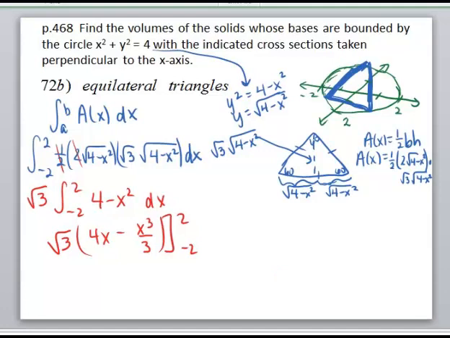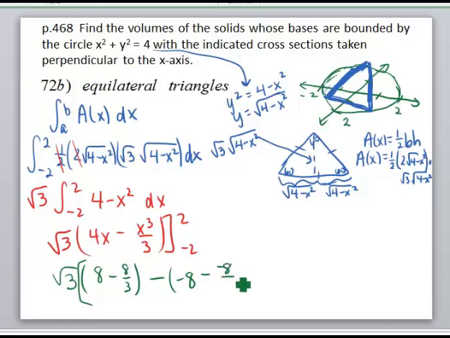Here's where I left off on that last problem. So what I need to do is just plug in my values. So I end up plugging in the 2, which gives me 8 minus, plug in the 2, 8/3. And then I have minus, remember square root of 3 is being multiplied by everything. So I'd have minus negative 8 minus negative 8/3.